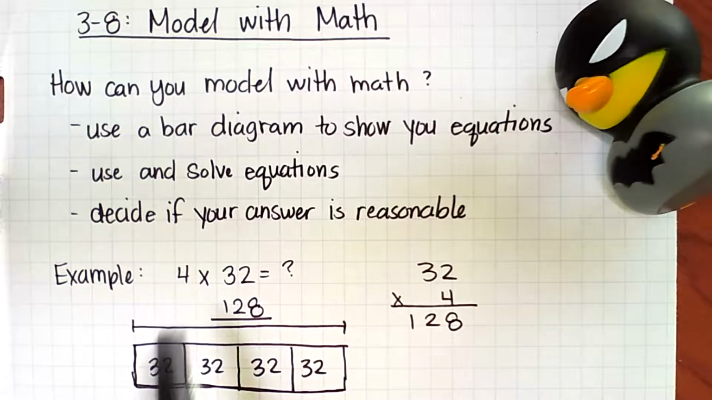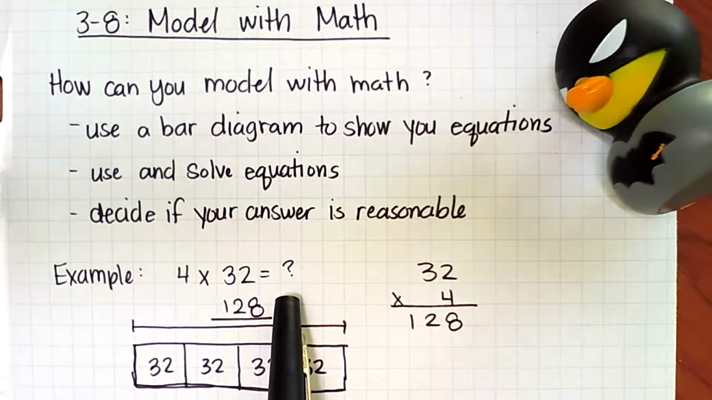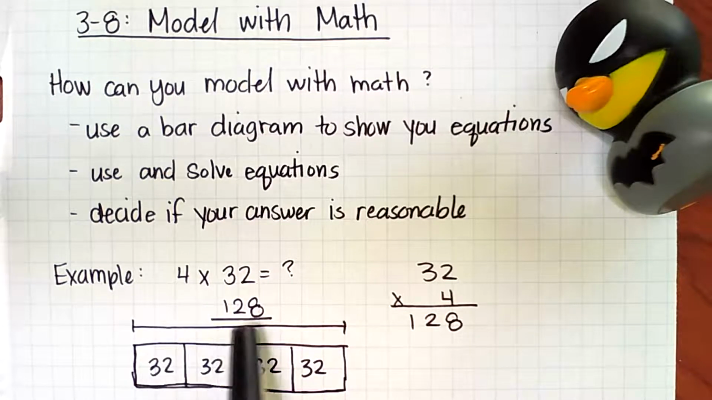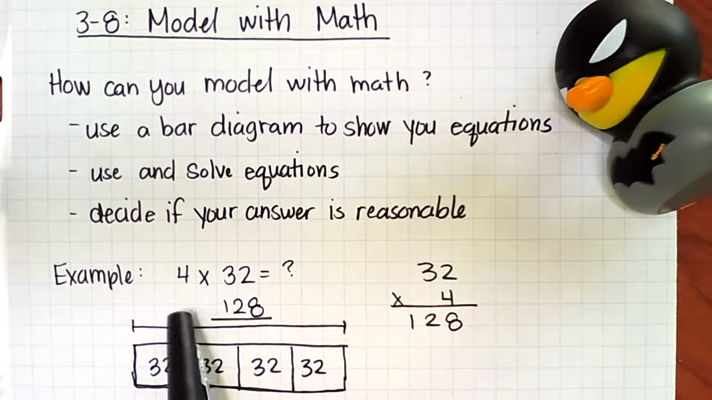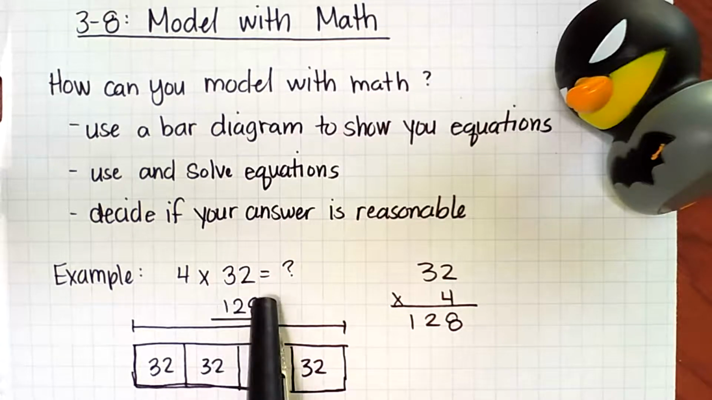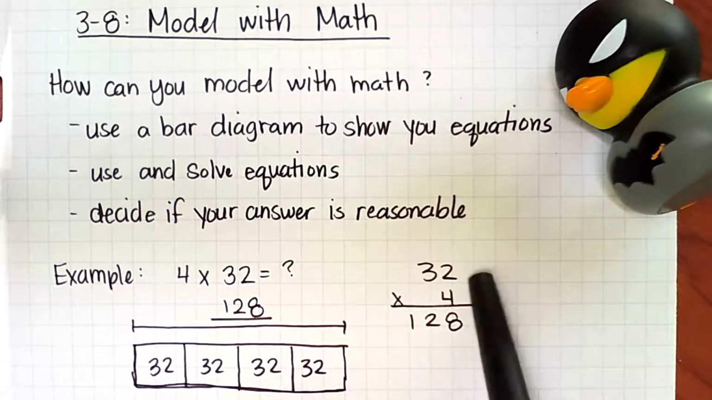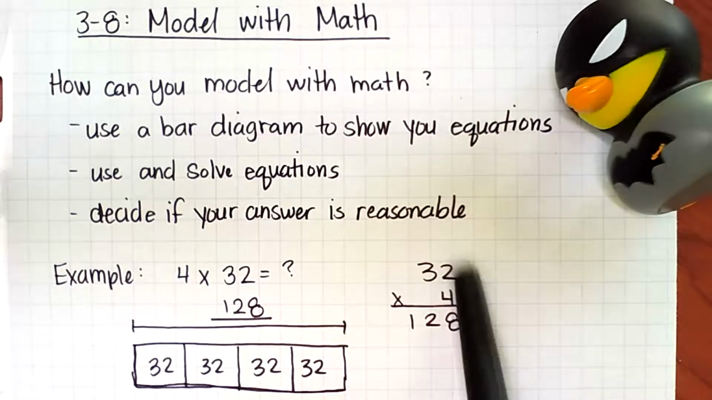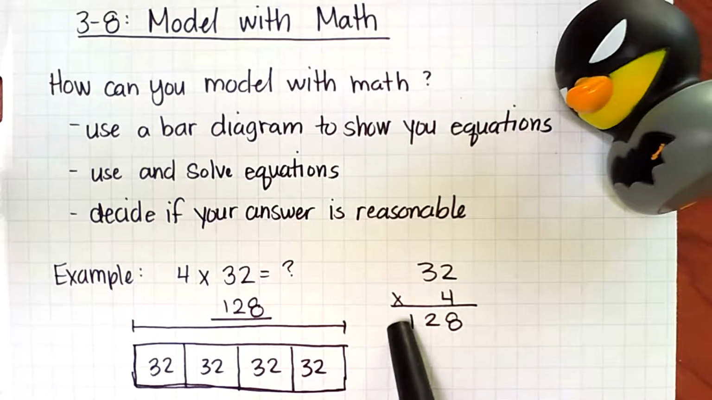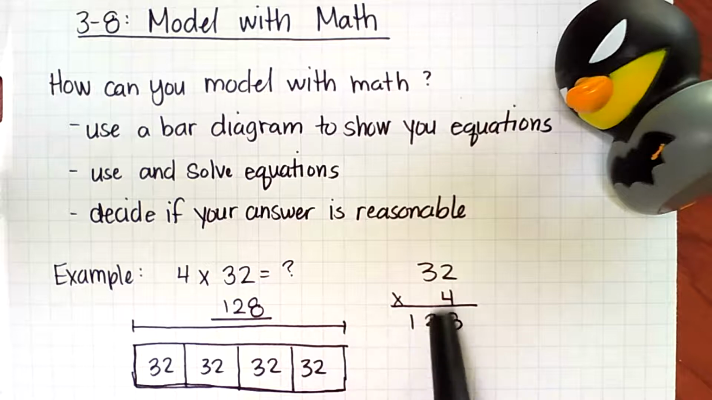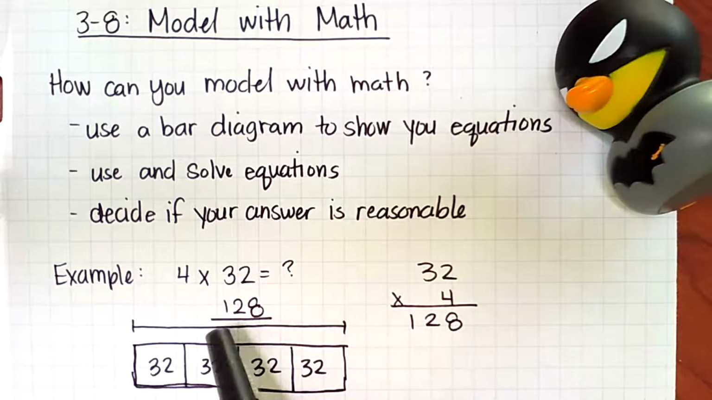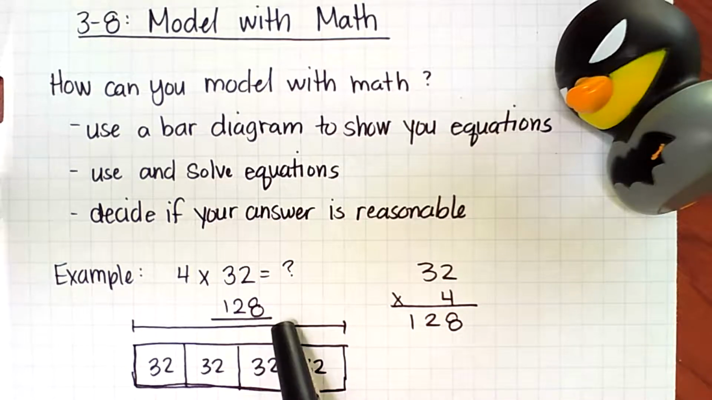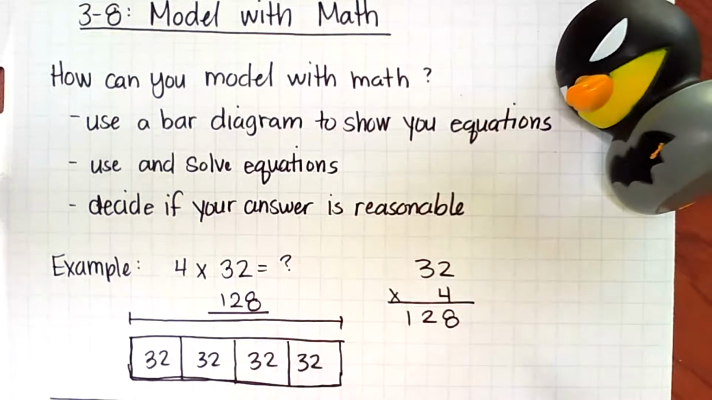For this example, we have 4 times 32. In order to draw a bar diagram, I make my 4 boxes because I have 4 groups, and I have 32 in each group. Then my number that's going to be on top is the answer that I get after I solve. So I stacked and multiplied. 4 times 2 is 8. 4 times 3 is 12. So my answer to 4 times 32 is 128, and that's what I put here on top.